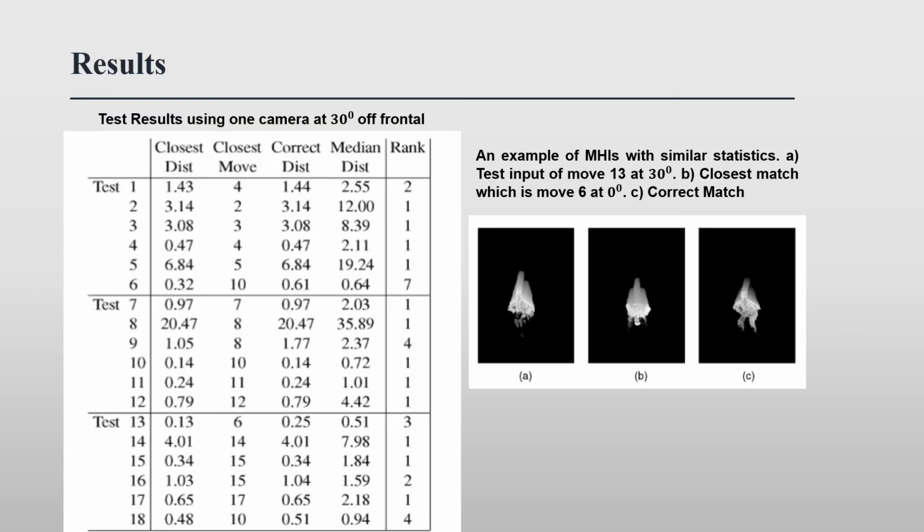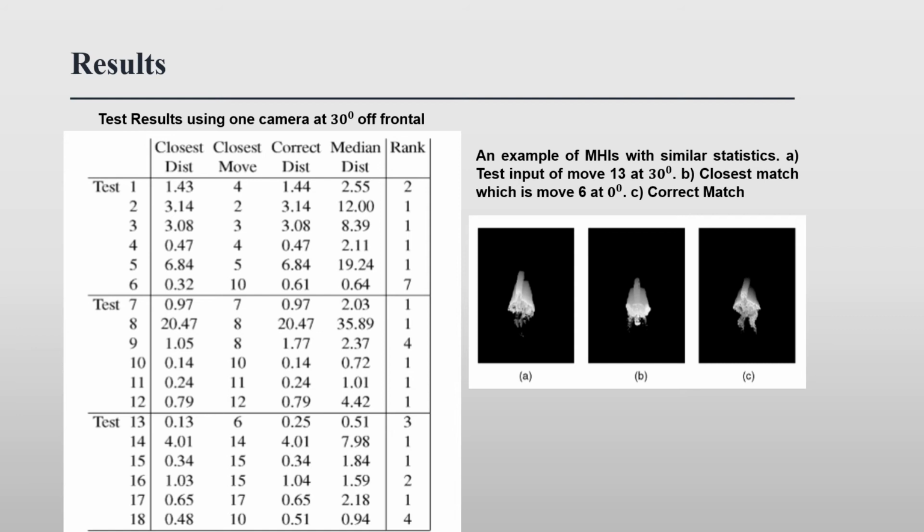Some of the results observed here by using 30 degrees of frontal one camera. Here 18 test aerobic exercises were performed and the closest distance is calculated by Mahalanobis distance, and the closest move is recognized and the corresponding correct match with the correct distance is represented here, and the median distance when all the distances are placed in ascending order and the corresponding rank of the correct distance is also given here. Observing all these statistics, one can easily recognize that out of 18 aerobic exercises, 12 aerobic exercises were correctly recognized, and the remaining 6 aerobic exercises were misrecognized.